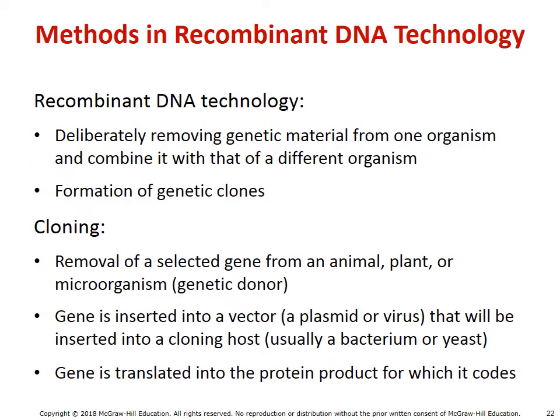So really what this can mean is the opportunity to do anything we want genetically, including recombinant DNA technology, which is really about deliberately removing genetic material from one organism and combining it with that of a different organism. It's to create what we call a genetic clone, that genes from one organism can be physically moved to another one, creating a clone of those genes in that other organism. And so ultimately, since genes equal protein, we get the same protein product out that we would want, just in a different organism.